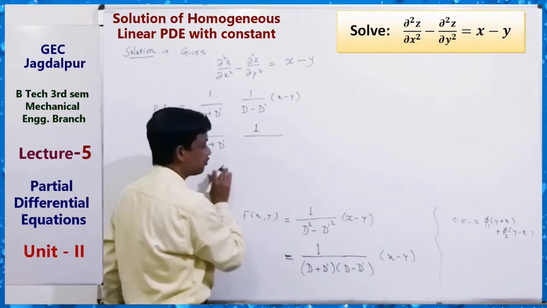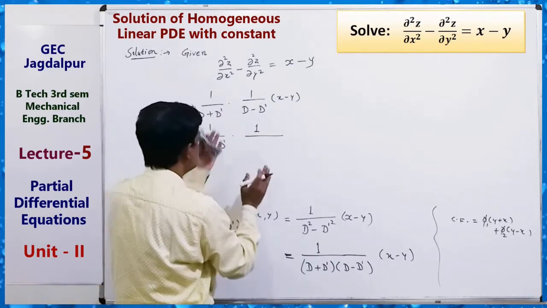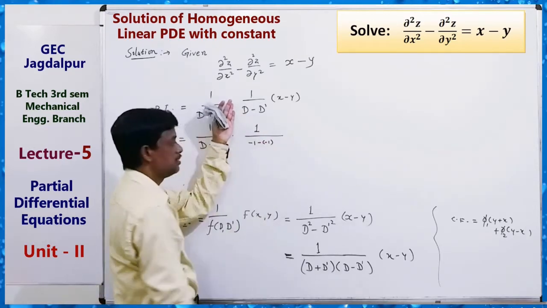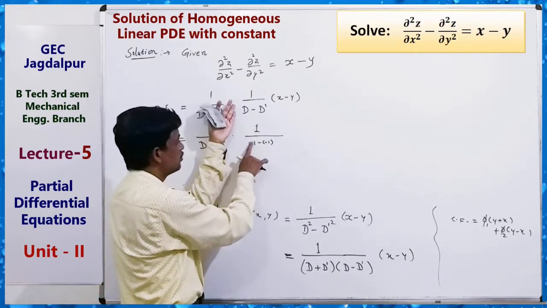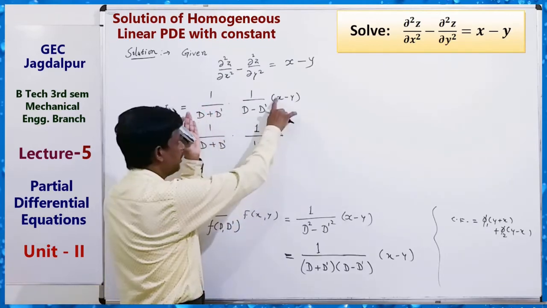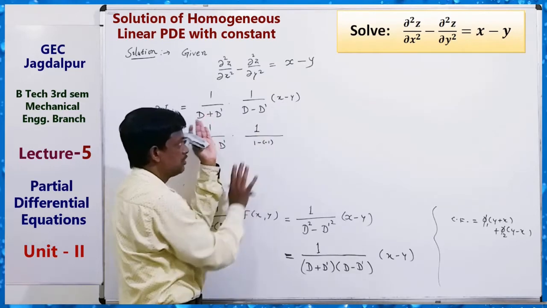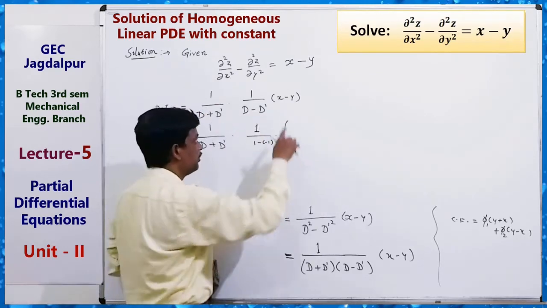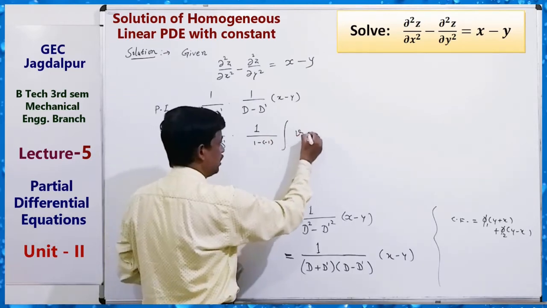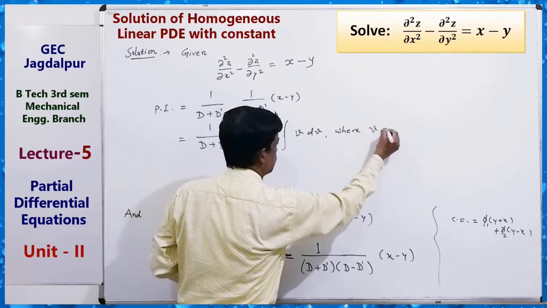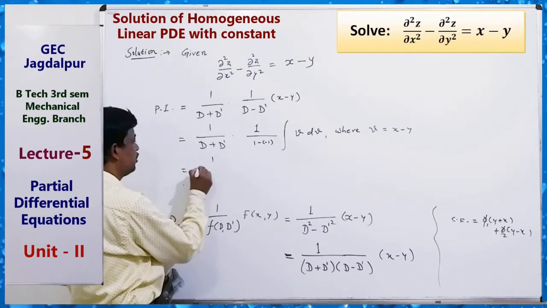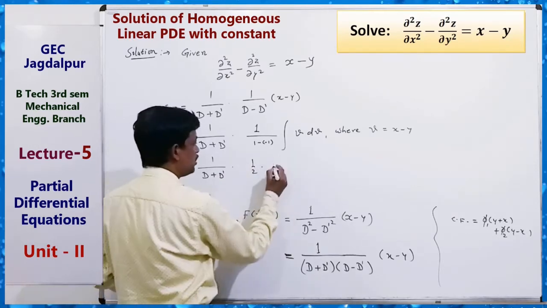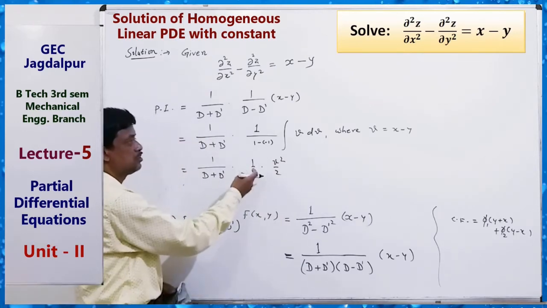So 1 upon f(a,b) is not equal to 0, so only considering this. So here minus 1. Clear? A in place of D, 1 in place of D dash, minus 1, x plus b, this and integration one factor one time x minus y, x plus b, that is b, and one time differential where v equals x minus y. So this equals 1 upon D plus D dash, yes, 1 upon 2, b square by 2, and b equals x minus y.